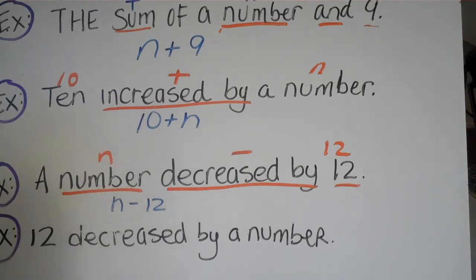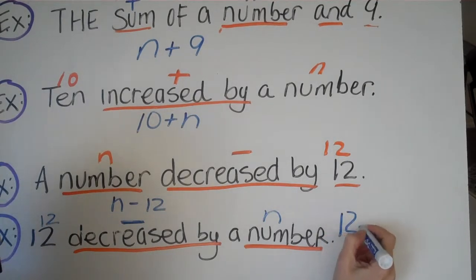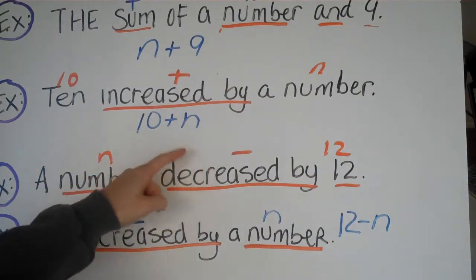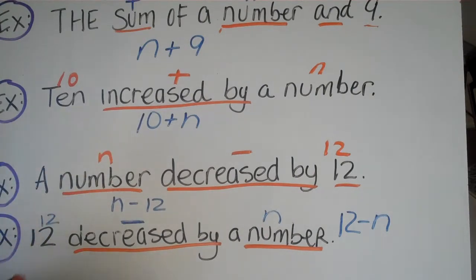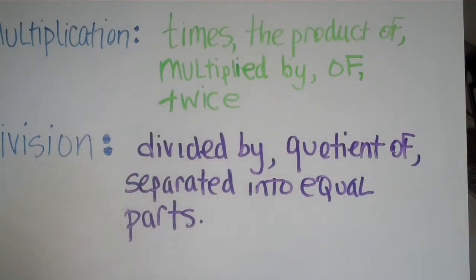Let's do this one. 12 decreased by a number. So decrease means subtract a number, and 12 comes first. So then it would be 12 minus n. So all you're doing here is underlining the key words, thinking about what they mean, putting the symbols on top, and then rewriting the statement. Okay, so let's move on and talk about multiplication and division.